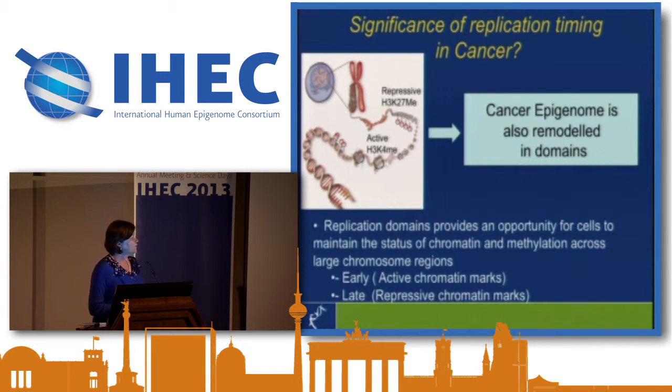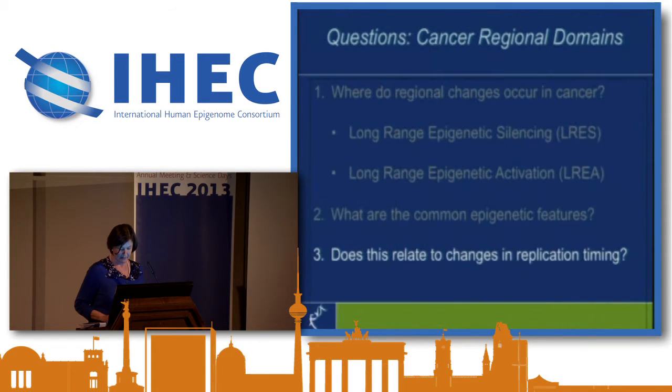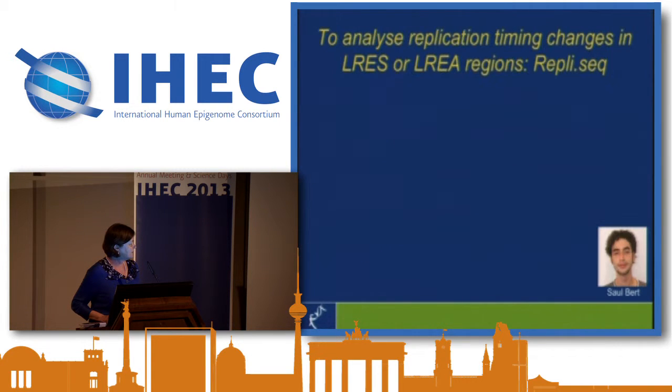So one of the questions is, why is there early and late replication in a cell? One possibility is that it's this time difference that allows the epigenome to get its flavour put on, depending on whether it's early or late: early associated with active marks, and late associated with repressive marks. I'm now going to talk to you about how we've addressed whether the domains we've seen in cancer are actually changing their replication timing.